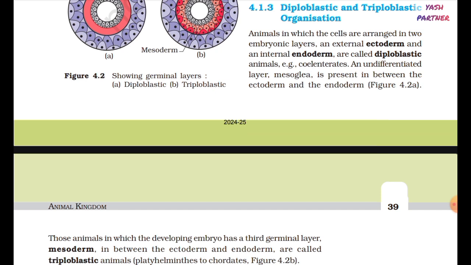4.1.3 Diploblastic and triploblastic organization. Animals in which the cells are arranged in two embryonic layers, an external ectoderm and an internal endoderm, are called diploblastic animals. Example, coelenterates. An undifferentiated layer, mesoglea, is present in between the ectoderm and the endoderm. Figure 4.2a. Those animals in which the developing embryo has a third germinal layer, mesoderm, in between the ectoderm and endoderm are called triploblastic animals. Platyhelminthes to chordates. Figure 4.2b.